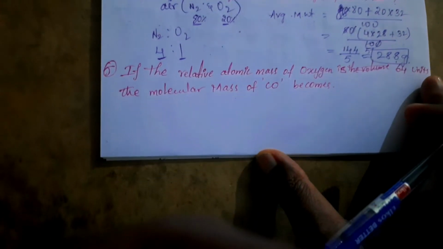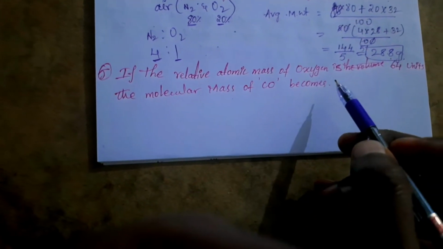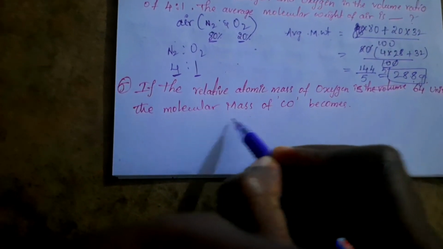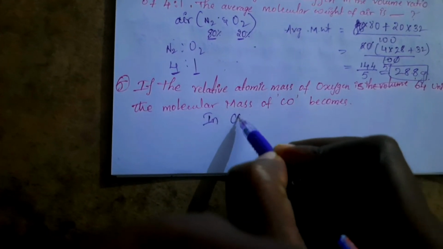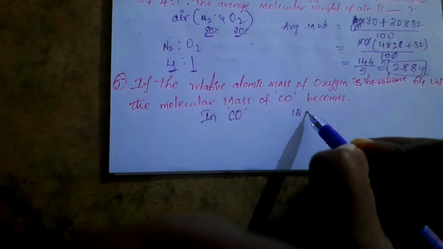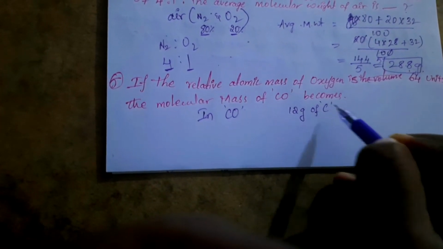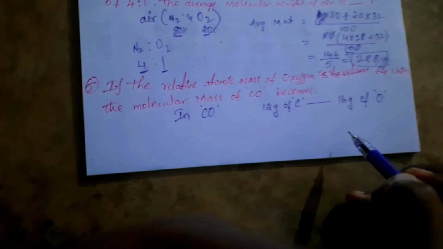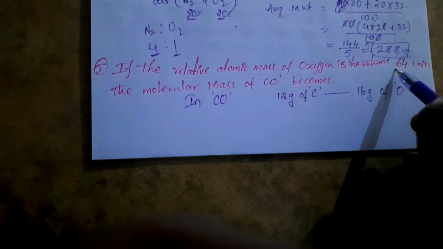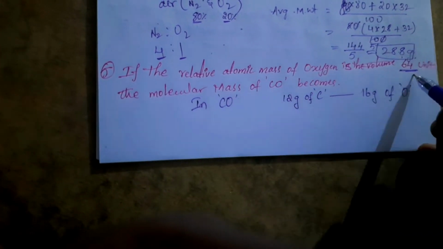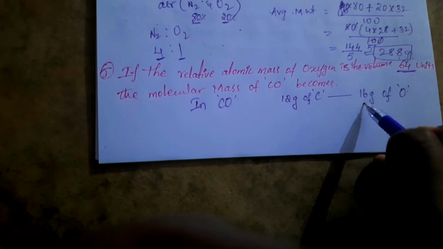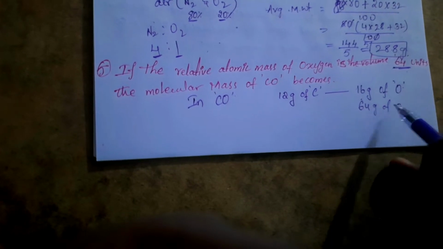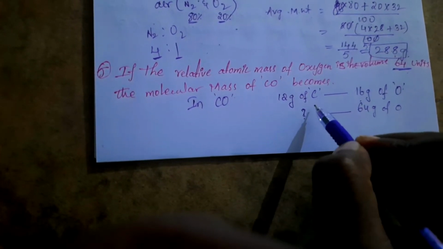Is that clear? Now next one: if the relative atomic mass of oxygen is 64 units, what becomes the molecular mass of carbon monoxide? In carbon monoxide, 12 grams of carbon combine with 16 grams of oxygen. Instead of taking 16 grams, if you had taken 64 units, 64 grams of oxygen, then what is the atomic weight of this carbon?